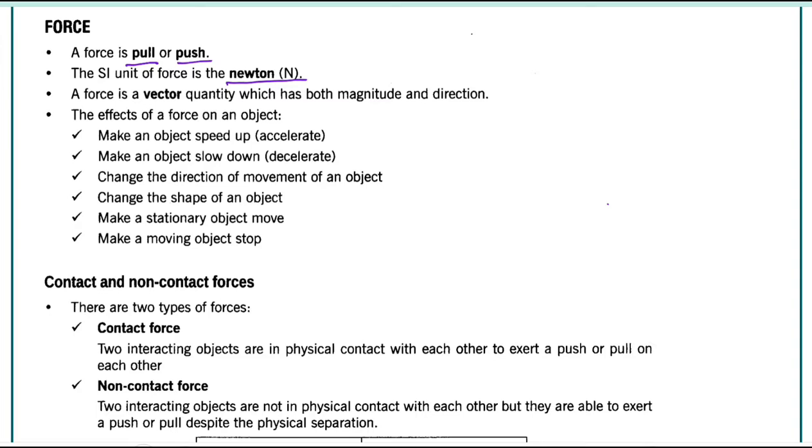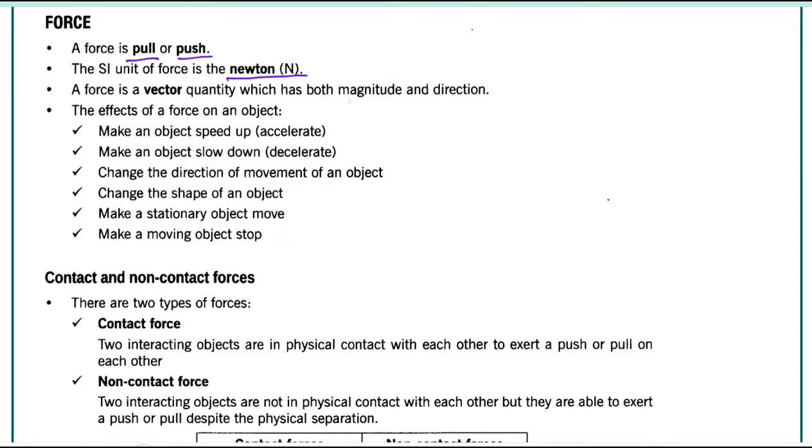Then a force is a vector quantity, and the reason why we say that it is a vector quantity is because it has both magnitude as well as direction. So when you say it has magnitude, it means it has a size. So any force with a particular size, if it has a direction, qualifies as a vector.